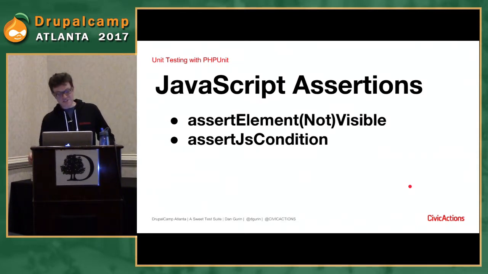So some typical assertions: assert element visible or not visible, and assert a JavaScript condition, which will wait 10 seconds for that to become true. So it's possible that if it takes more than 10 seconds you would get an incorrect result.